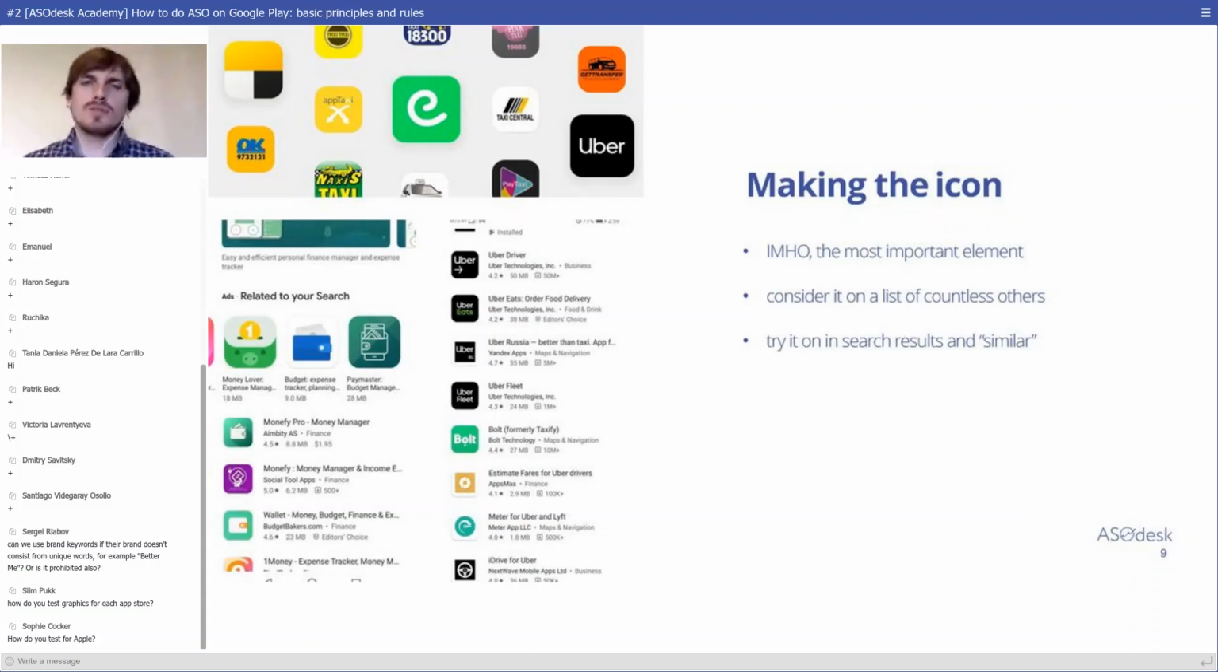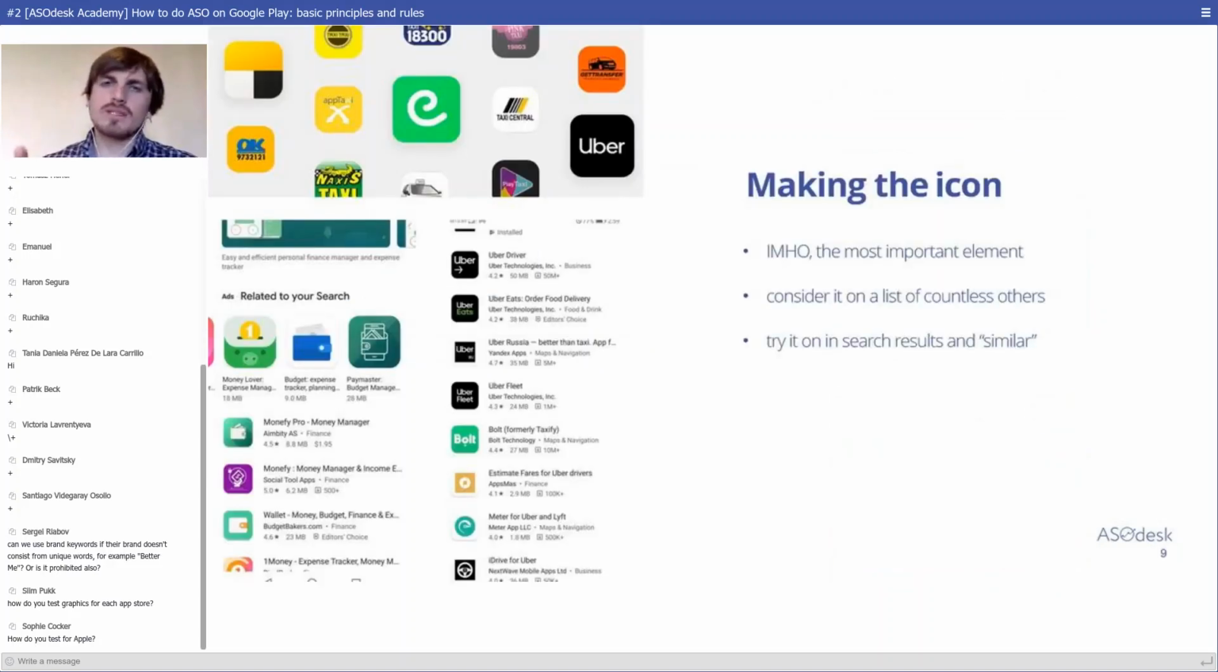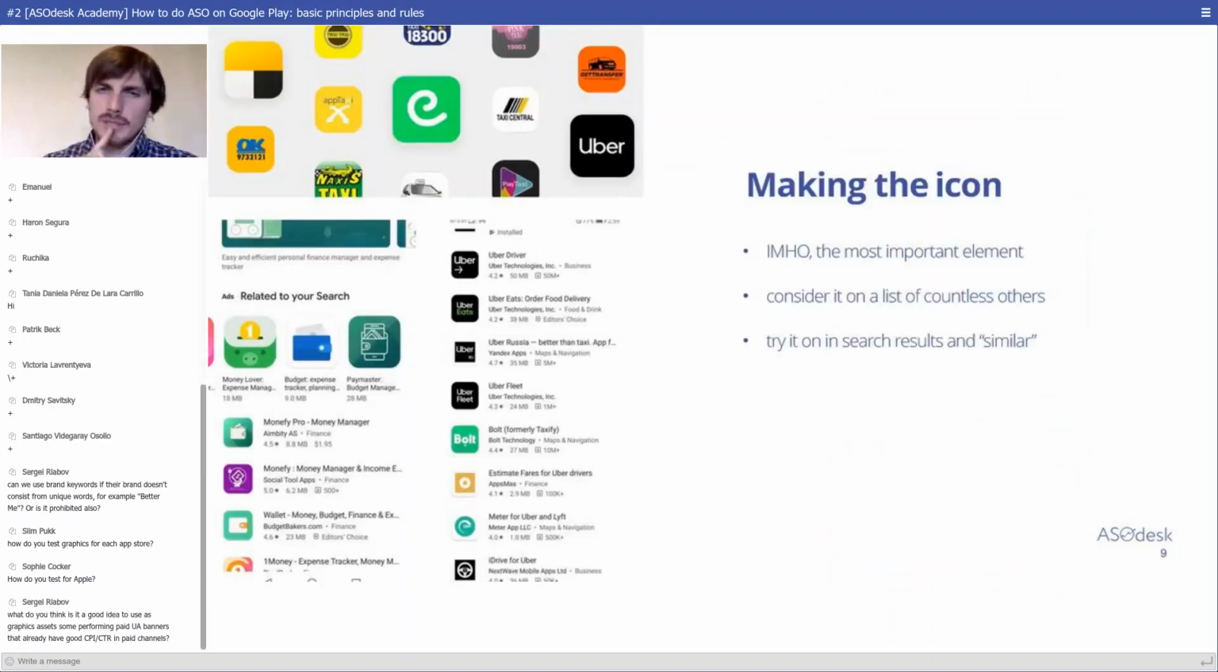It's important to reproduce different appearances of icons on Google Play. Let me return to the icon topic. So normally, how do I work with an icon?